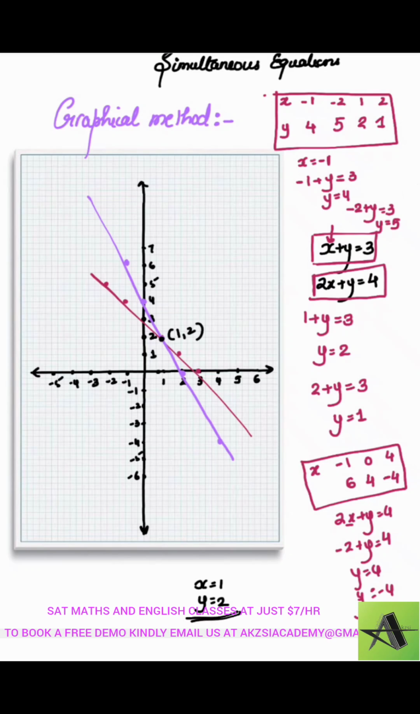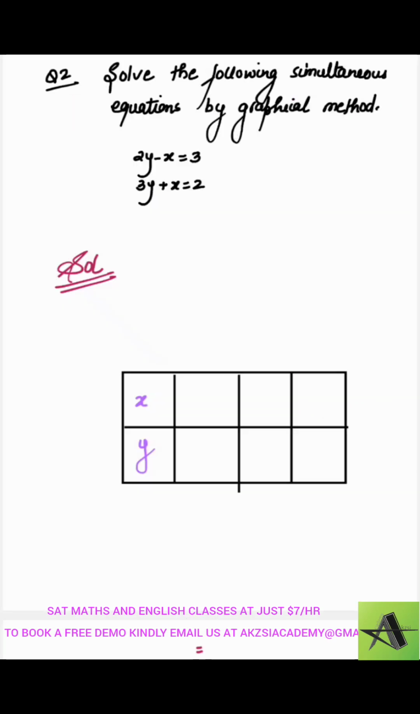Now let me do another question. It says solve the following simultaneous equations by graphical method. It's 2y minus x equals 3 and 3y plus x equals 2. So same thing, we first have to plot these equations on the graph, and then we'll see where they are intersecting. Wherever these lines intersect will give you the solution.